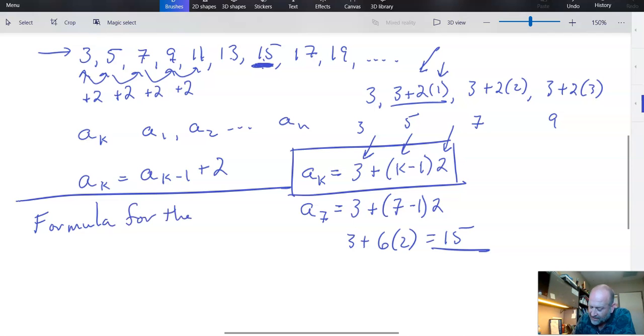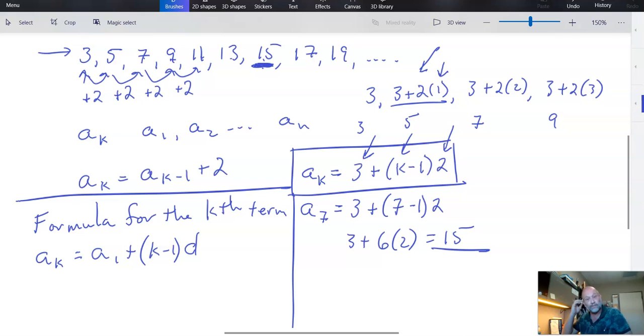for the kth term, and I swear it's called that. I'm not making that up. It's called the kth term, and it would be AK, is equal to the first term, A1, plus K minus 1 times the common difference, right?